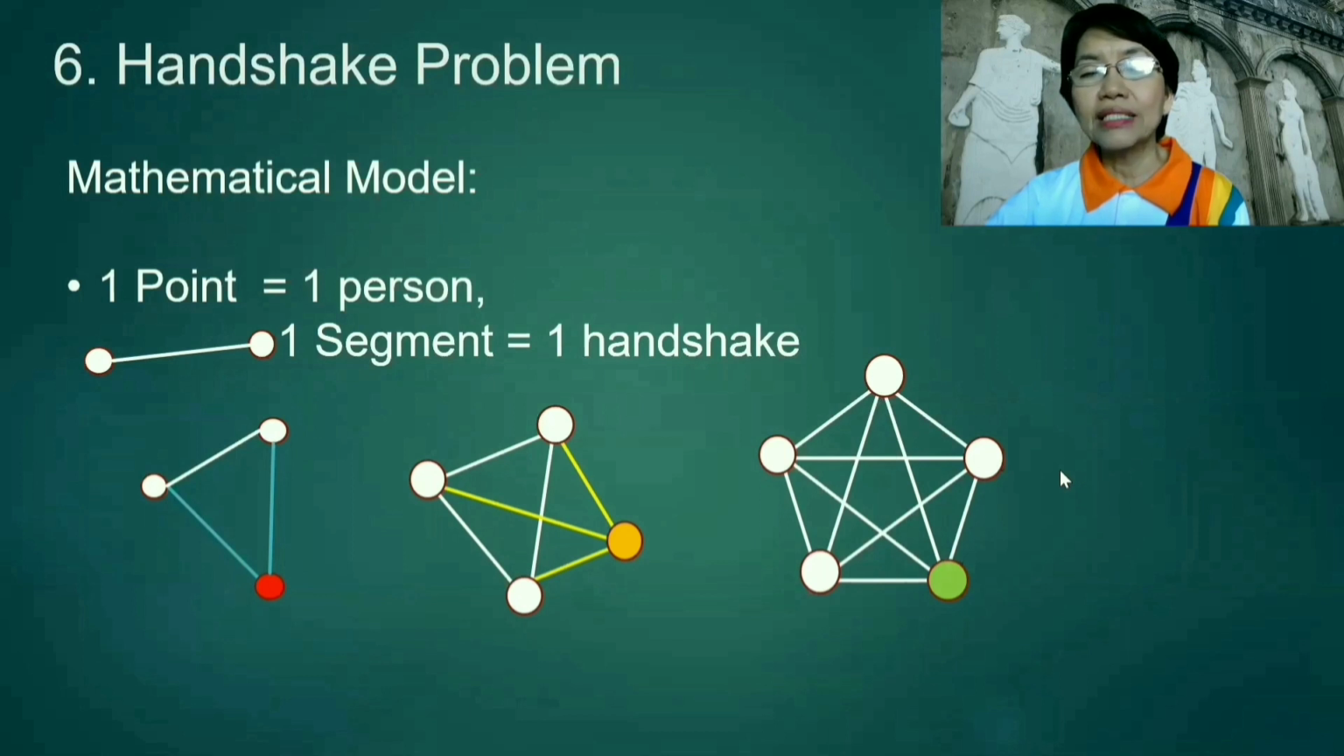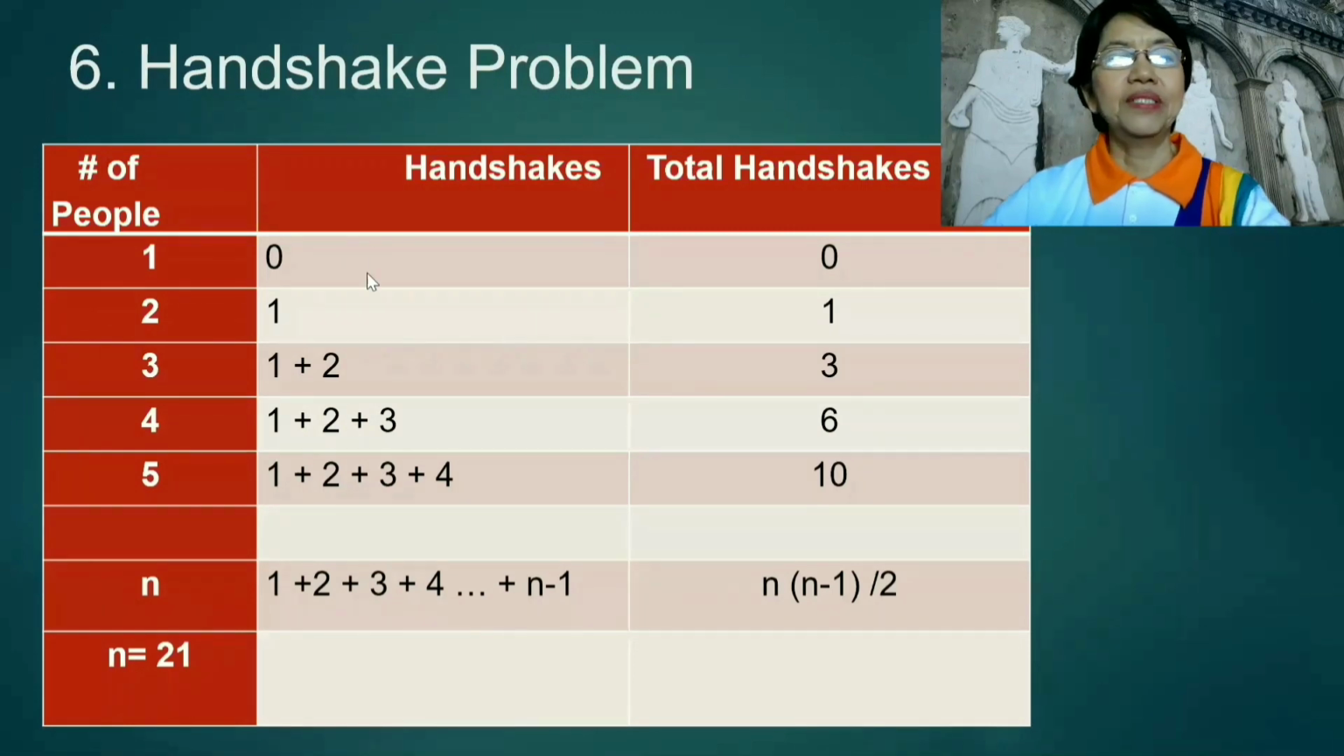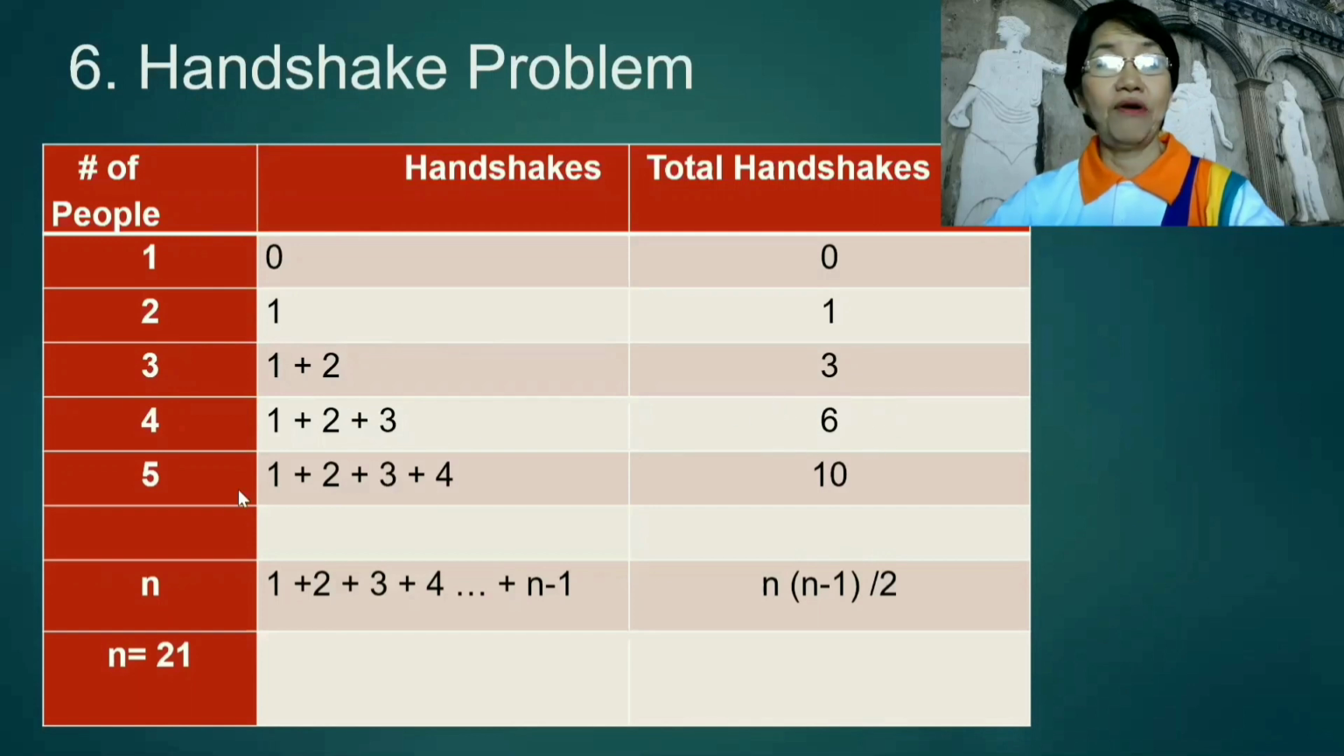So we'll put this on a table and observe a pattern. So here, 1 person, 0 handshakes. 2 persons, 1 handshake. 3 persons, you have 1 plus 2. 4 persons, you have 1 plus 2 plus 3. So you have 6 handshakes. And if you have 5 persons, you have 1 plus 2 plus 3 plus 4, or 10 handshakes.